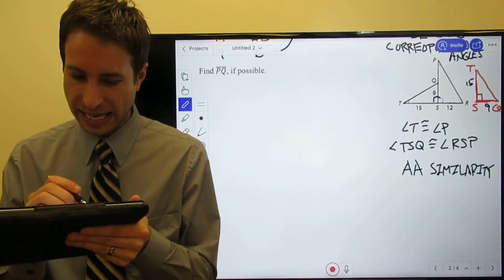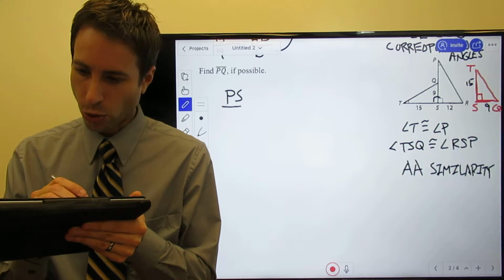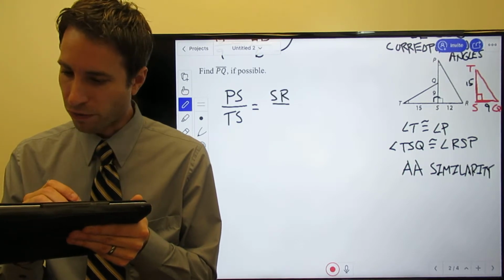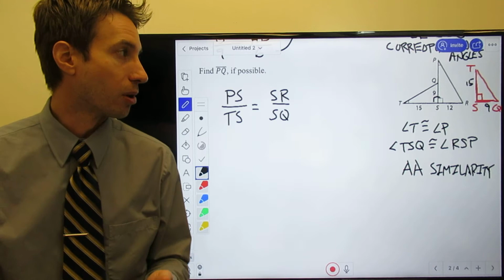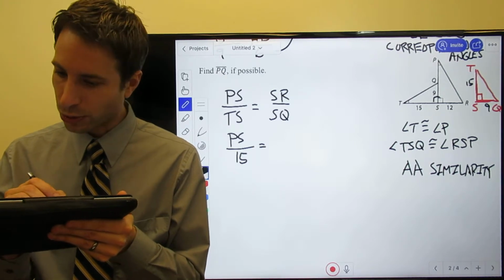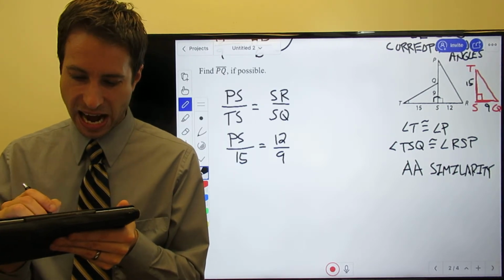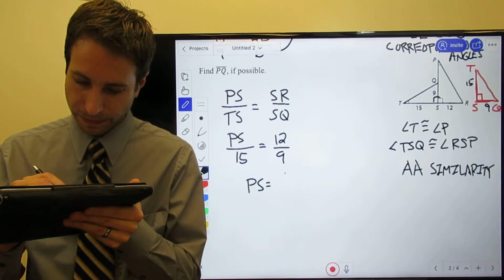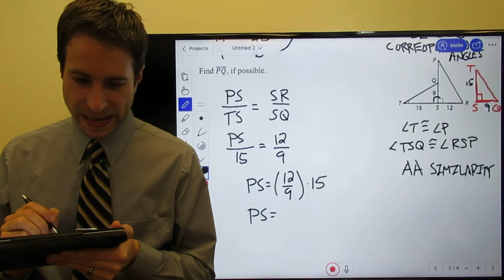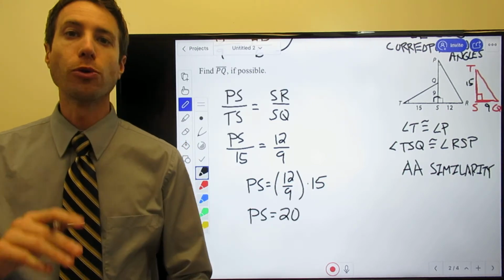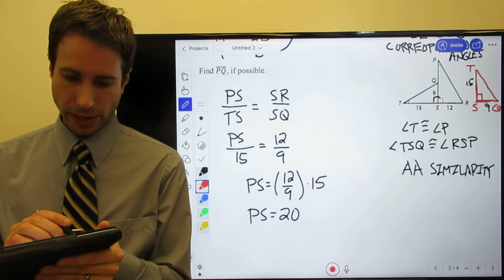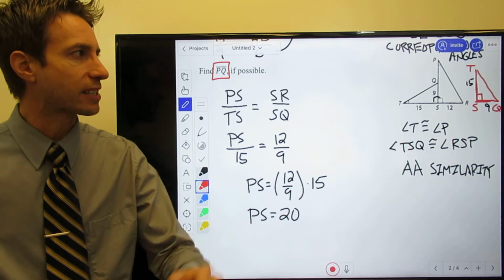So here's what I know. I now know that PS corresponds with TS, and that has to be equal to SR over SQ. At this point, guys, plug and chug. Here we go. I know that TS is 15, so PS over 15 is equal to SR, which is 12 over 9. Multiply that 15 to the other side. We get PS is equal to 20. Hold up, careful, did I ask you for PS? I did not. Careful. I asked you for PQ, so now we go back to the original diagram.